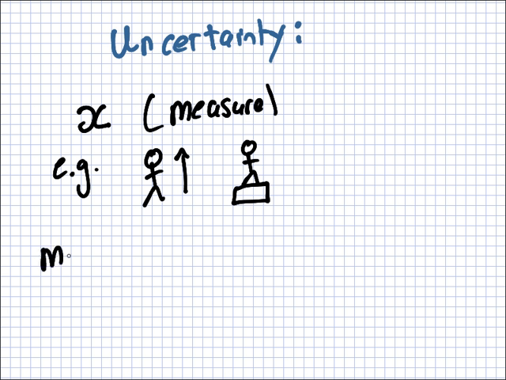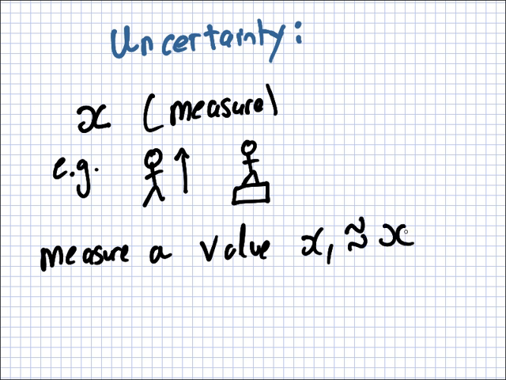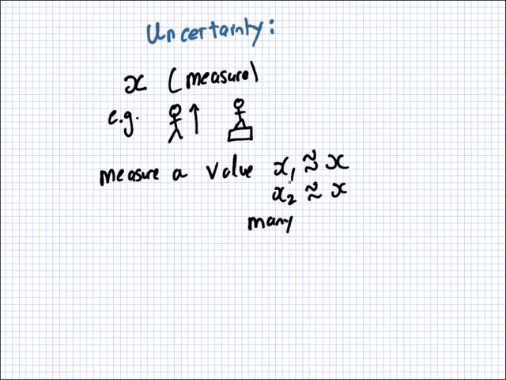Like if you measure a value x1, we know that's not the real answer. It's only close to the real answer. Okay? And if you make another measurement, that maybe is close as well. So the question is, if you make many measurements, which value do you use?